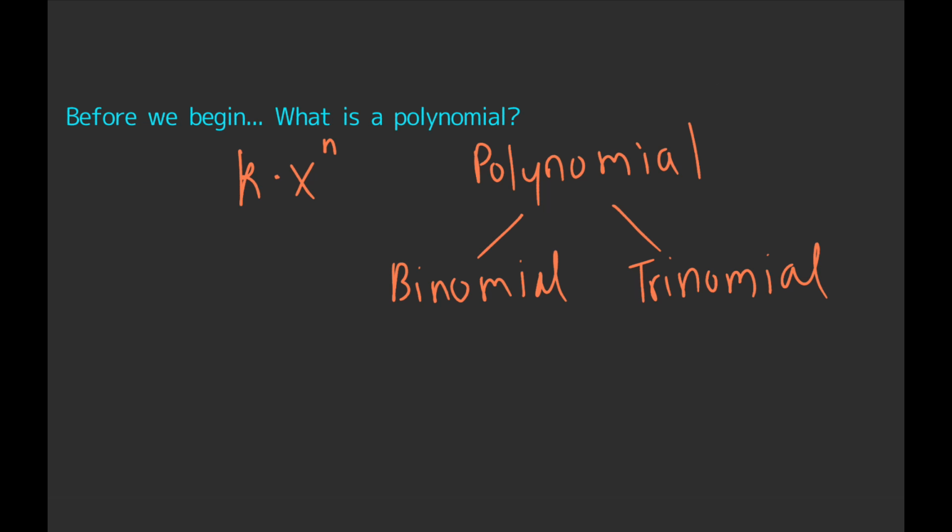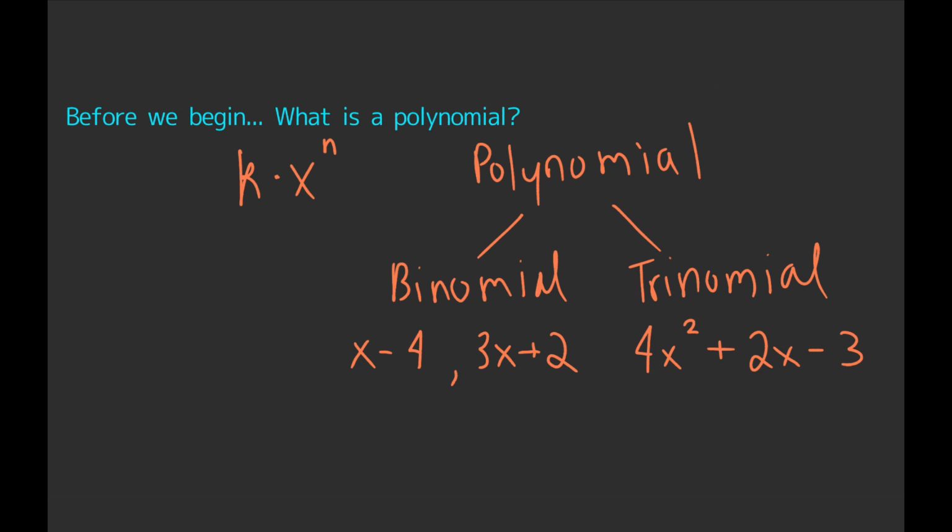A binomial is a polynomial with two terms, and a trinomial is a polynomial with three terms. Some examples of a binomial would be something like x minus 4 or 3x plus 2. An example of a trinomial would be 4x squared plus 2x minus 3, and you might recognize that as a quadratic.